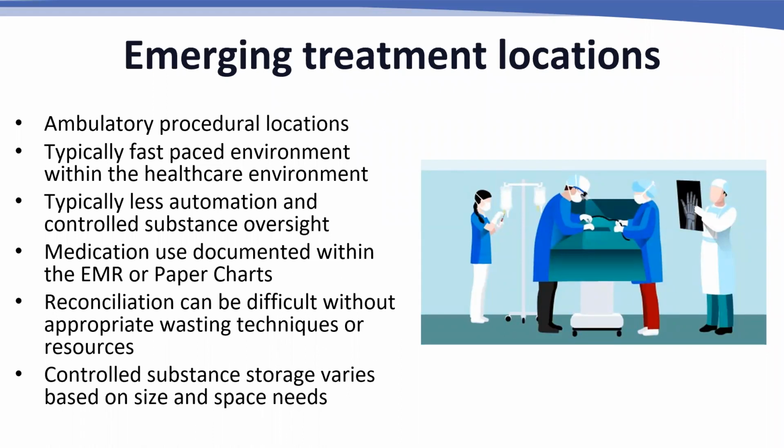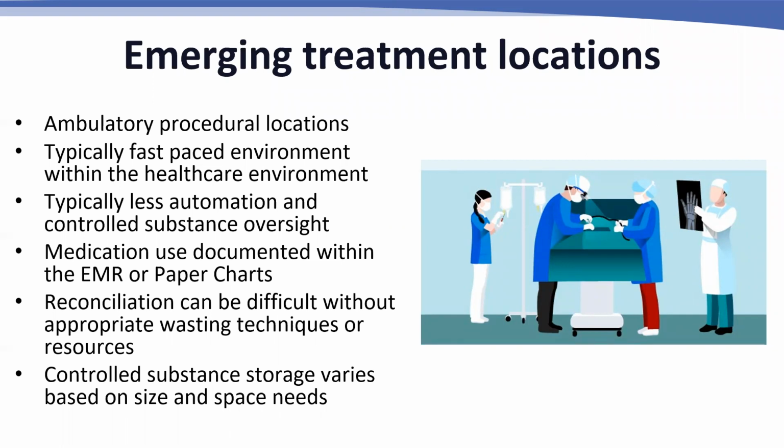And with that, though, because there are all these different centers, there are not great connections. There are not great budgets. Sometimes they're operating on a lean budget. Then you're typically going to have less automation and controlled substance oversight. You're going to have medication documentation that may not be in the EMR. It may not be tracked within that system, but it may be written in where the surgeon might be documenting the doses, or the anesthesiologist within a paper chart of what they gave, and not necessarily on the MAR that can be tracked back to the electronic medical record.